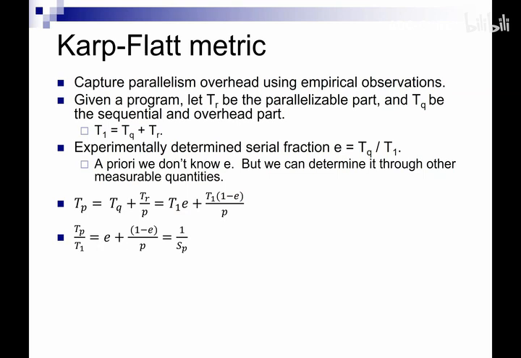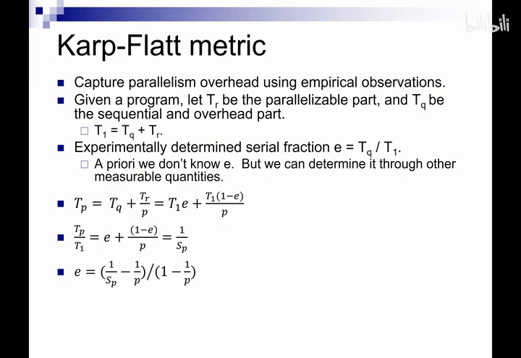Now if you look at the speedup that you get, TP divided by T1, well, this is actually 1 divided by the speedup. So this comes out to be equal to this expression, E plus (1 minus E) divided by P, and this is equal to 1 divided by your speedup. Now you do some more simplification, and you get that this E, the sequential part plus the overhead, is equal to this expression over here.